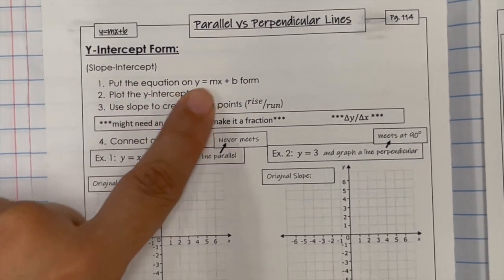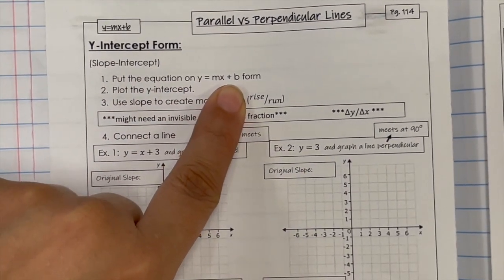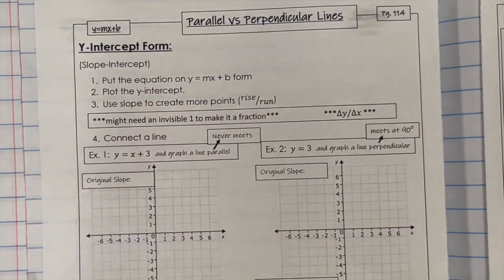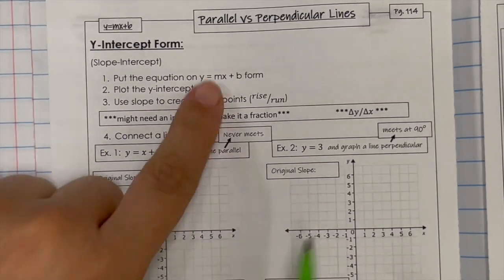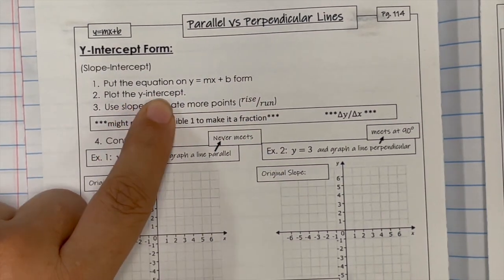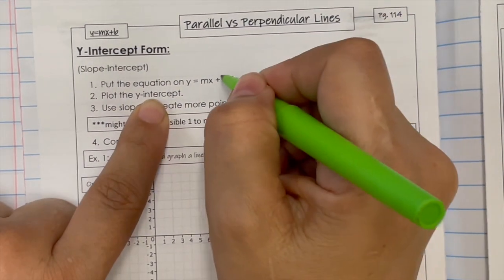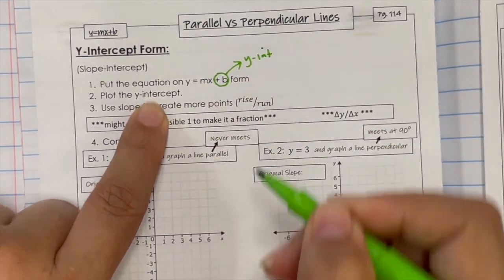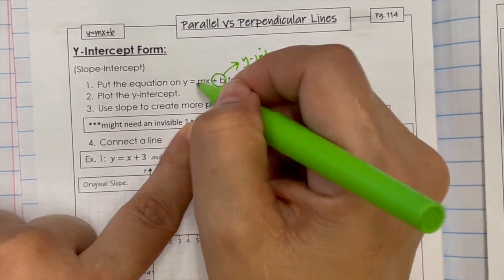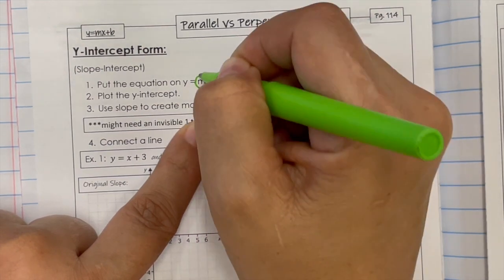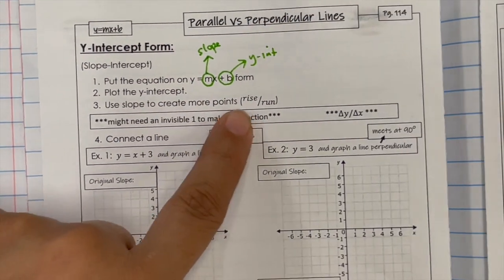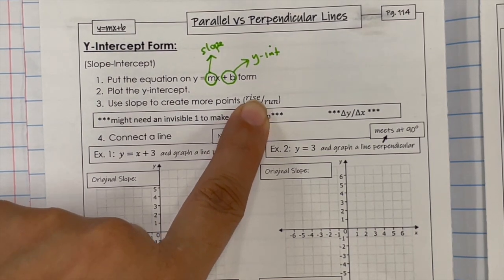Put the equation in y equals mx plus b if it's not already like that. Plot the y-intercept, then use the slope to create more points. So it's important to know, in y equals mx plus b, what is the y-intercept? The y-intercept is this plus b right here. And the slope will be just m, not x, just m. So this is the slope, okay? And you plot the points using rise and run.